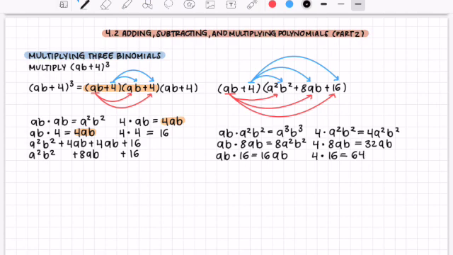Okay. So I want to still combine any like terms. I see here the like term for a to the power 2 and b to the power 2. And I know that the like term for 16ab is 32ab.